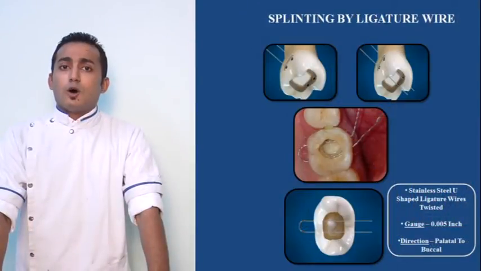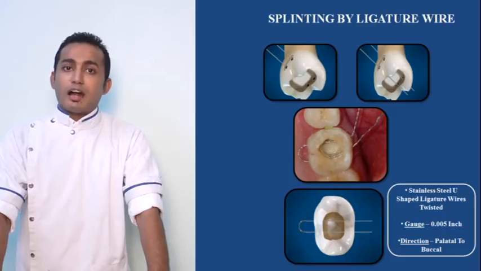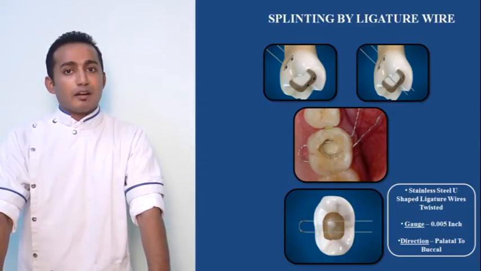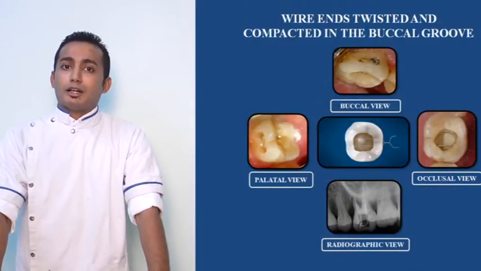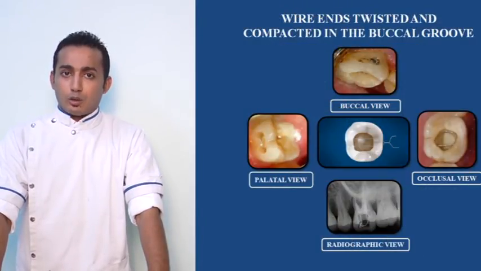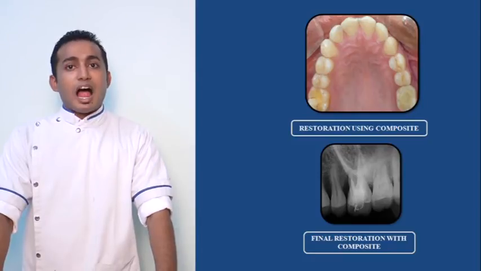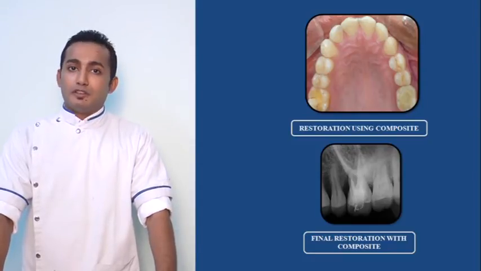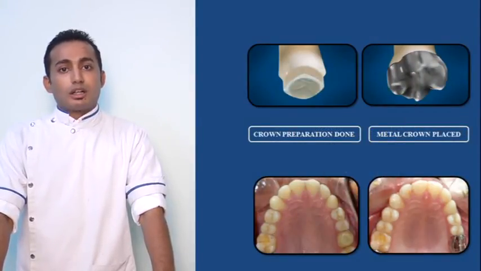Fine ligature wire of 0.005 gauge was twisted and looped and was inserted from the palatal holes and taken out from the buccal holes on the buccal side. The wire was tightened by twisting and the excess wire was cut out and the twisted wire was compacted in the buccal slot. Flowable composite was used to seal the grooves and packable composite was used to fill the access cavity. Minimal crown preparation was done on the buccal and the palatal aspects so as to not cut the ligature wires compacted in the slots.